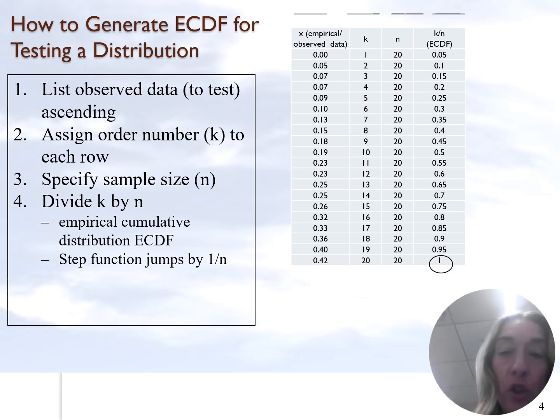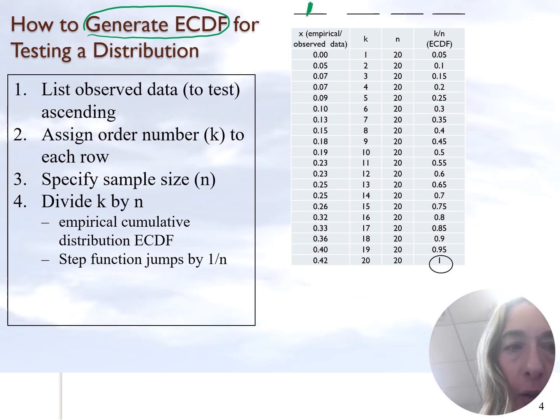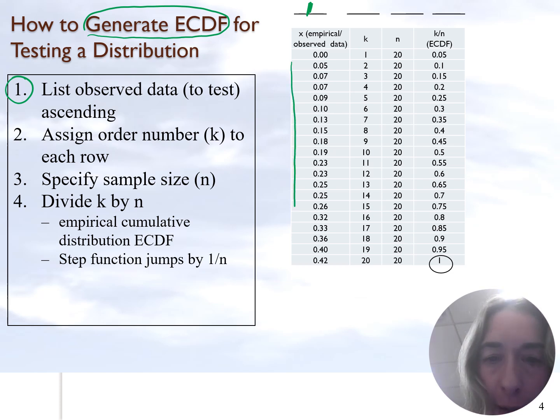If we want to run a formal hypothesis test to, for example, assess normality or some other distribution for your data, we're going to need to generate the empirical CDF, and this is how we do it, very simple. The first step, which I'm going to show here in column 1, is to take your observed or empirical data, your actual data, and list it ascending. You'll notice that this data goes from 0 all the way up to 0.42, and it's ascending. So that's step 1, sort your data ascending.